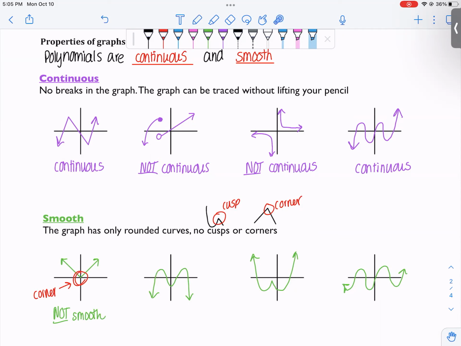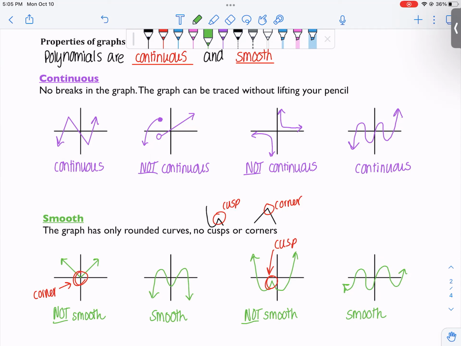This next graph, there are no cusps, there are no corners. This is a smooth graph. On the third graph, right there, that's a cusp. So this thing is not smooth. This last one, there are no cusps, there are no corners. This is a smooth graph.